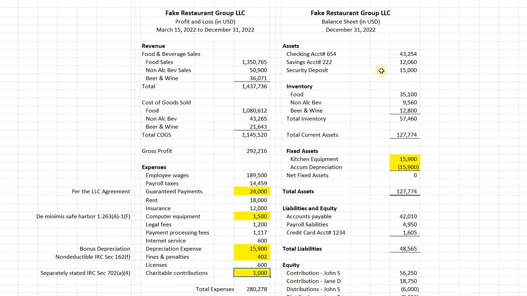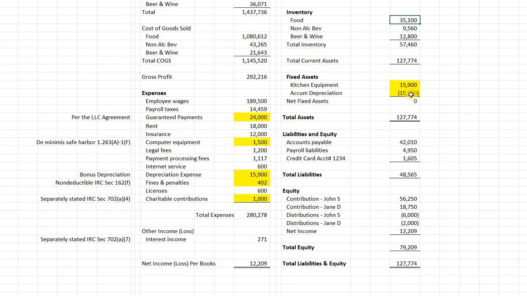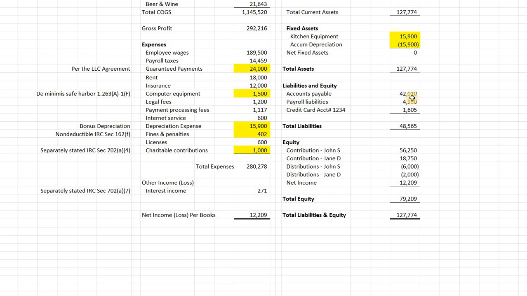So pretty straightforward, right? They've got checking and savings account, security deposit, right? That was for leasing the space. There are their end of the year inventory costs by category, right? And then their kitchen improvements, accumulated depreciation, net fixed assets. So their total assets are $127K and change. And then on the liabilities side, we see some accounts payable, payroll liabilities. So that's salaries and wages and payroll taxes due, and then their credit card balance.